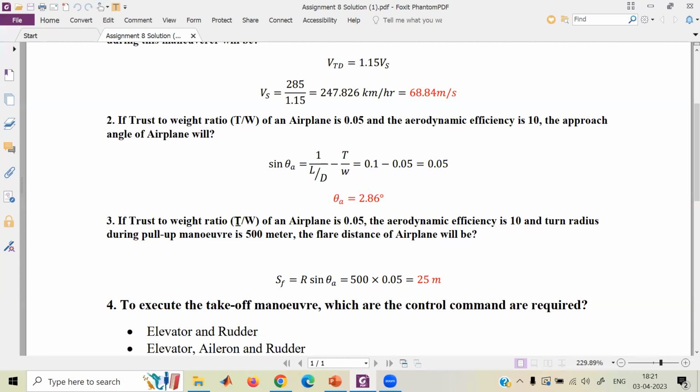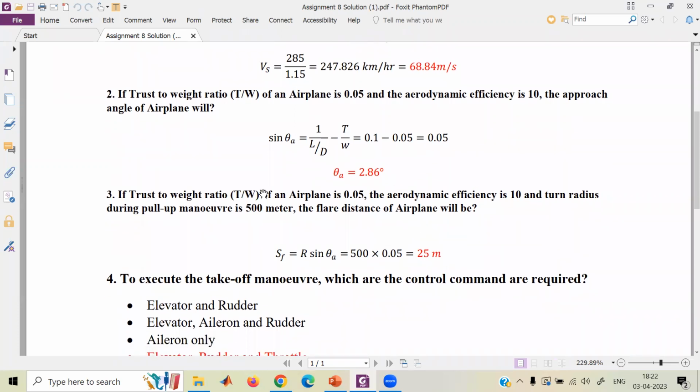If the thrust to weight ratio of an airplane is 0.05, the aerodynamic efficiency is 10, and the turn radius during the pull-up maneuver is 500 meters, the flare distance of the airplane will be? Wow, it looks like a crazy question. I don't know how to solve it.